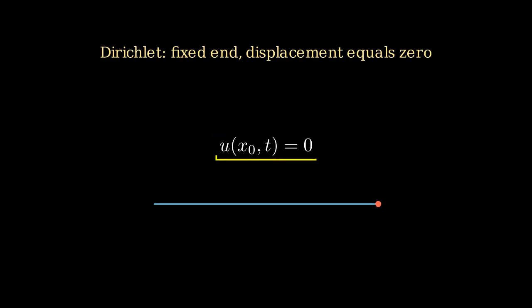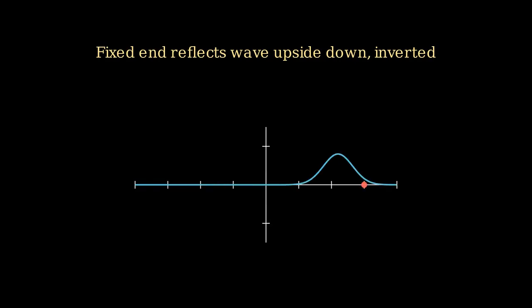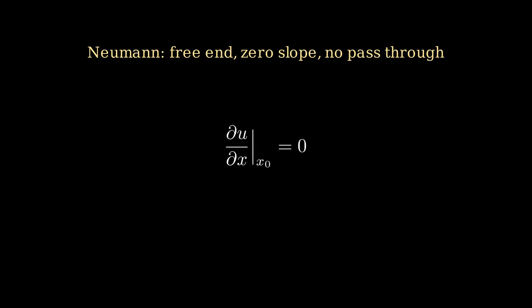A Dirichlet condition fixes the displacement at an end. In words, u at that end, for all time, equals 0. Physically, this means the end is fixed and cannot move at all, like a guitar string tied down. Picture the string as a two-dimensional curve, height against position. At the fixed end, the curve is pinned to the axis, and any wave reaching it reflects back upside down, inverted.